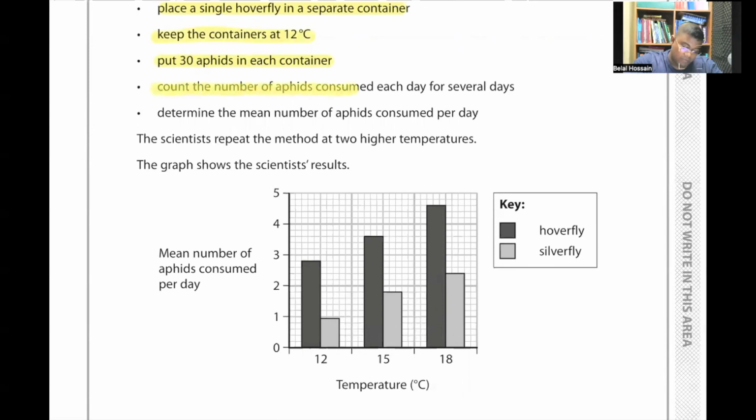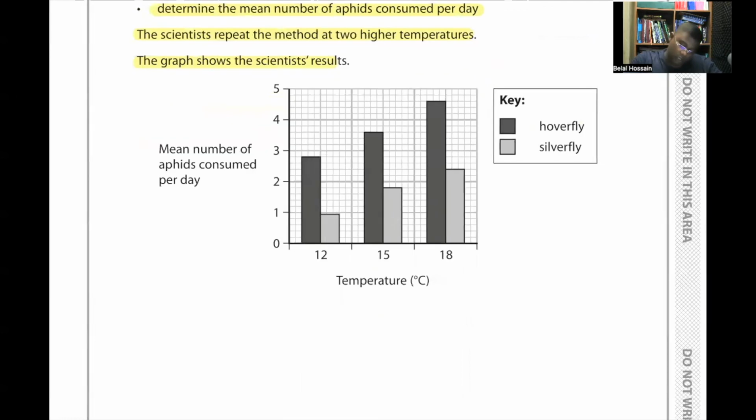Count the number of aphids consumed each day for several days. Determine the mean number of aphids consumed per day. The scientists repeat the method at the two higher temperatures. The graph shows the scientists' results. Hoverfly and silver fly at 12 degrees Celsius.